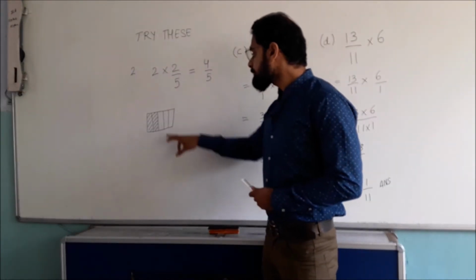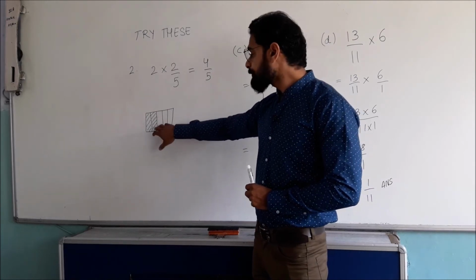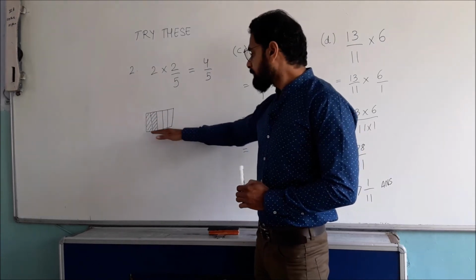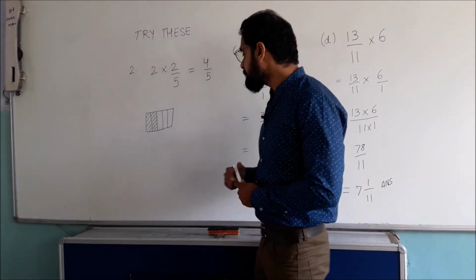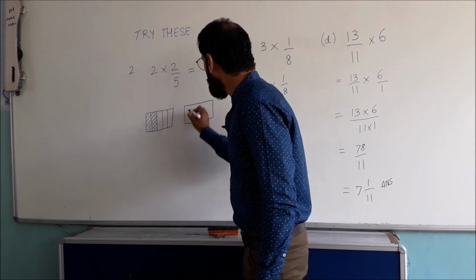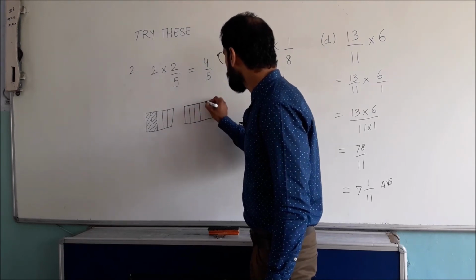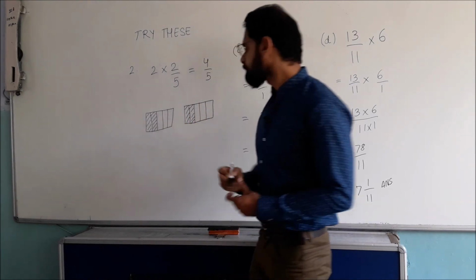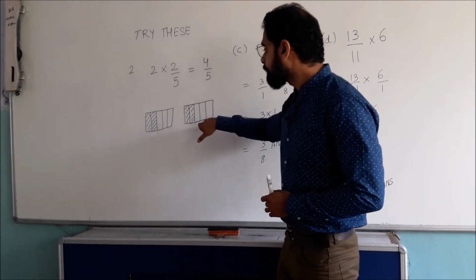So now this picture is representing 2/5. 2 out of 5, the shaded portion is 2 out of total number of parts is 5. So this is 2/5 and I have to take it for 2 times. So I will take another picture and will shade it in the same manner. Now this is the left hand side. I am taking 2/5 for 2 times.